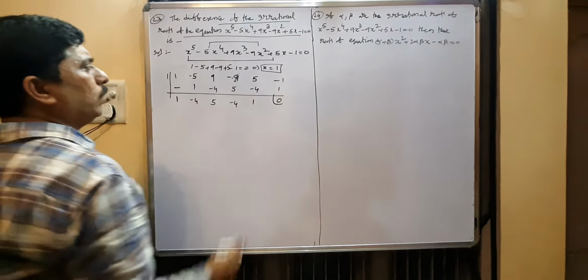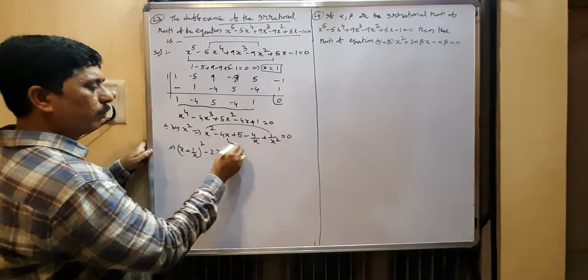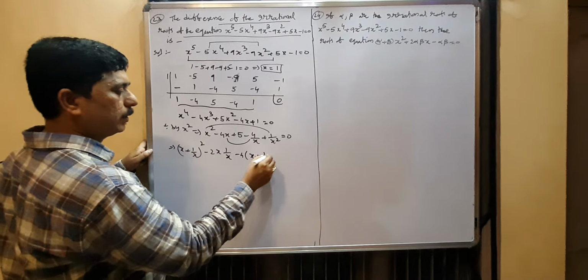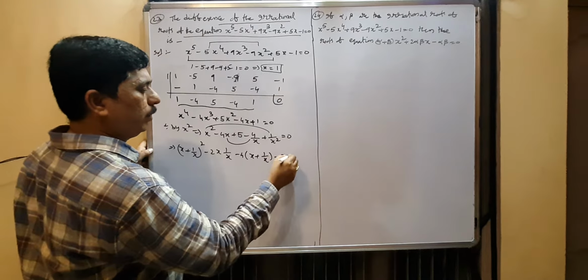Then out of the fifth degree roots, one root is 1. The fourth degree equation is x power 4 minus 4x cube plus 5x square minus 4x plus 1, a fourth degree reciprocal equation. Divide by x square: x square minus 4x plus 5 minus 4 by x plus 1 by x square equal to 0. For x square plus 1 by x square, a square plus b square can be written as a plus b whole square minus 2ab, that is x into 1 by x. From this, with the two terms minus 4 times x plus 1 by x, plus 5 equal to 0.